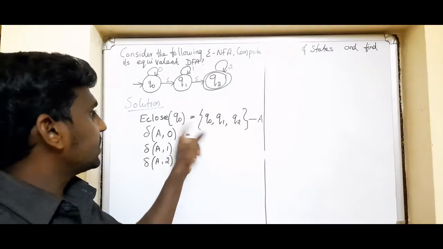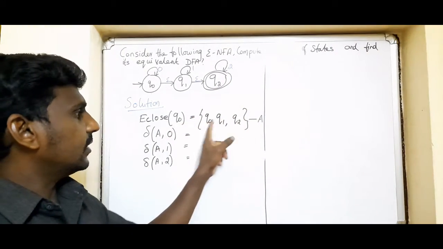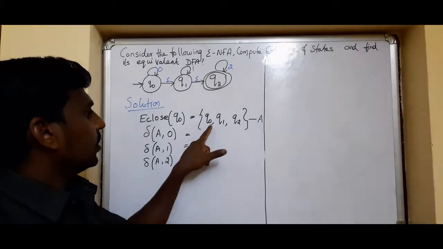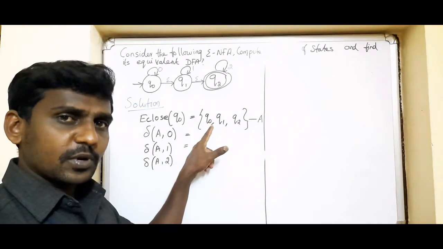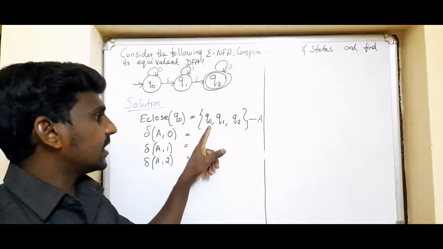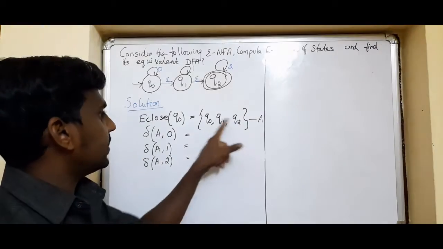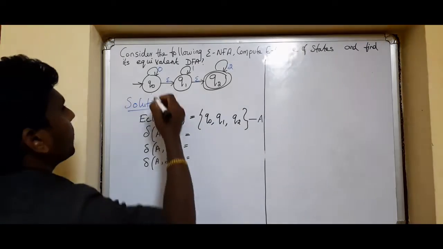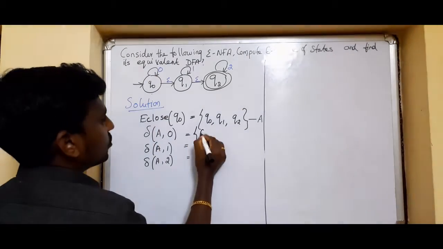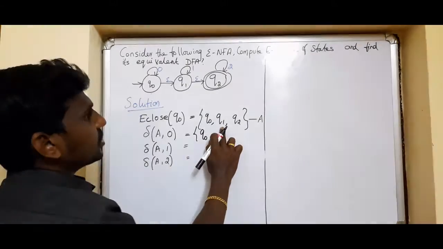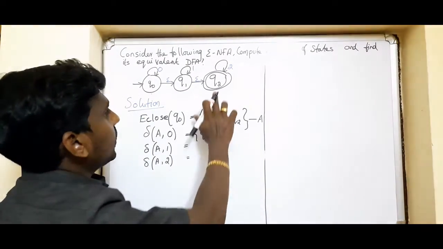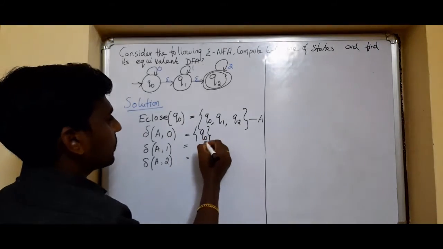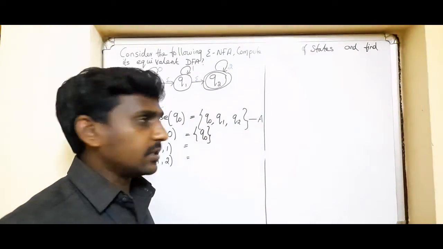So this is A, that means E closure of Q0, which is Q0, Q1, Q2. Then I have to find A comma 0. Same method as in the previous problem. A is Q0, Q1, Q2. So Q0 comma 0 goes to Q0. Q1 comma 0, there is none, and there is no Q2 comma 0. So Q0 alone comes. So we don't want to mark it as B.